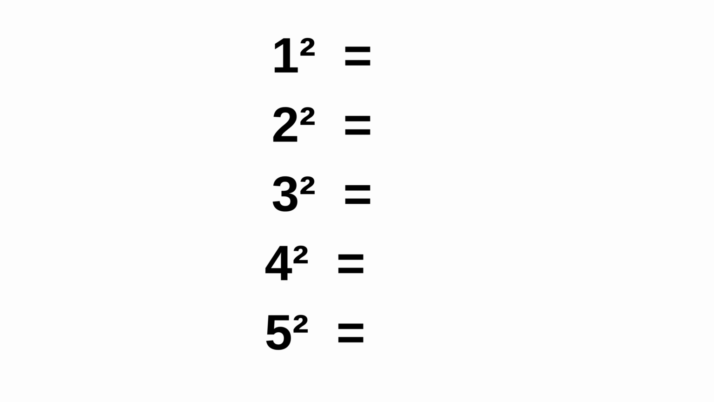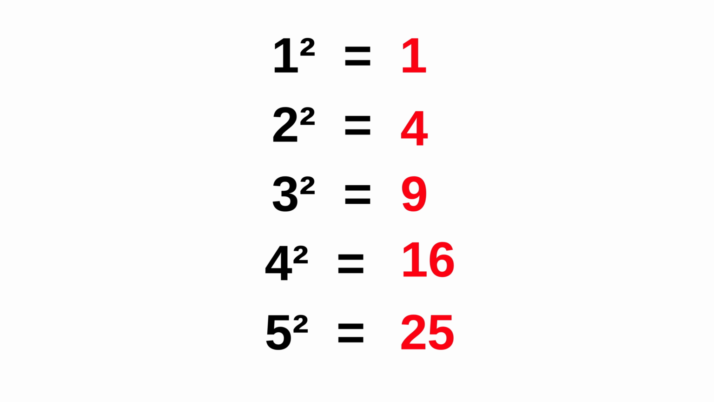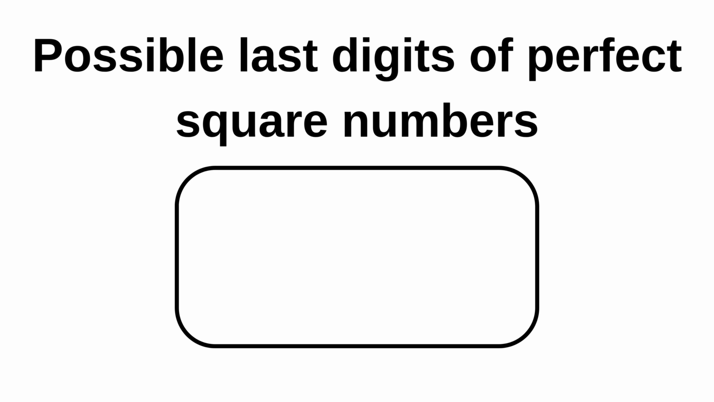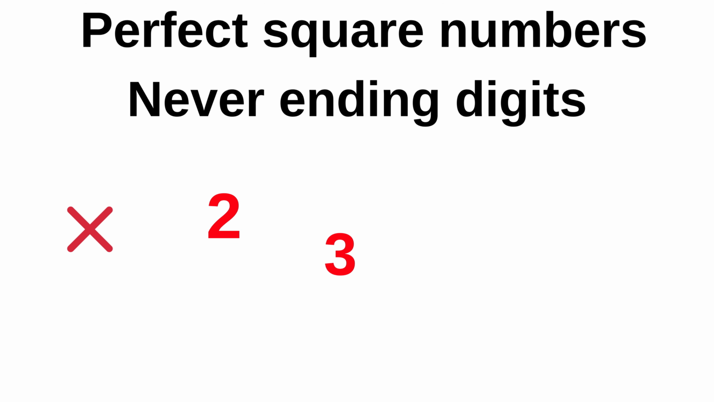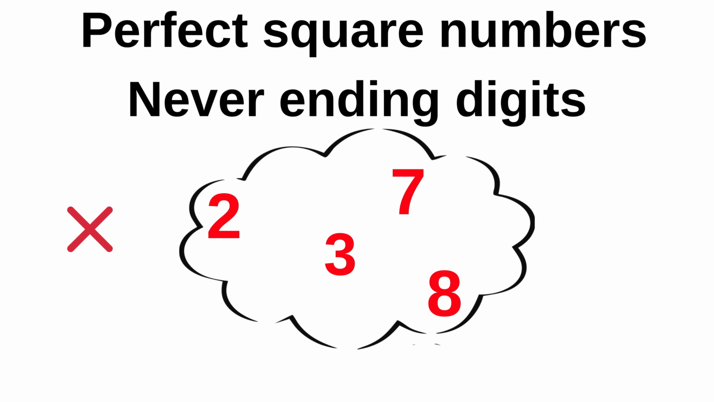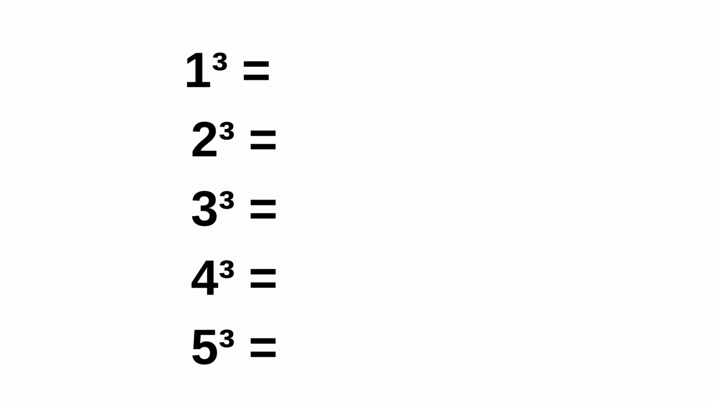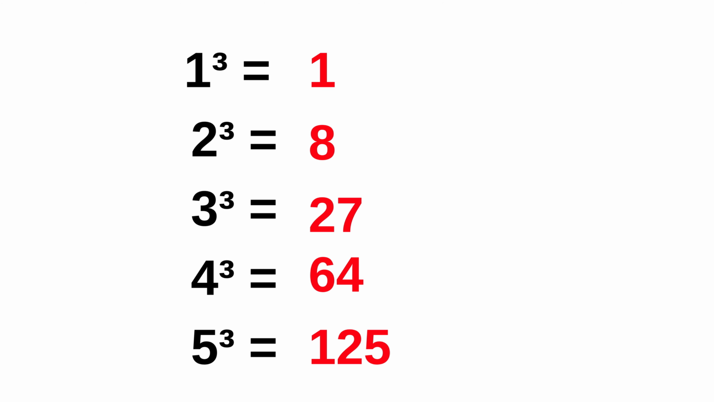Square numbers grow like this: 1, 4, 9, 16, 25. All perfect squares will always end with the digits 0, 1, 4, 5, 6, or 9. They never end in 2, 3, 7, or 8. Meanwhile, cube numbers grow much faster: 1, 8, 27, 64, and 125.